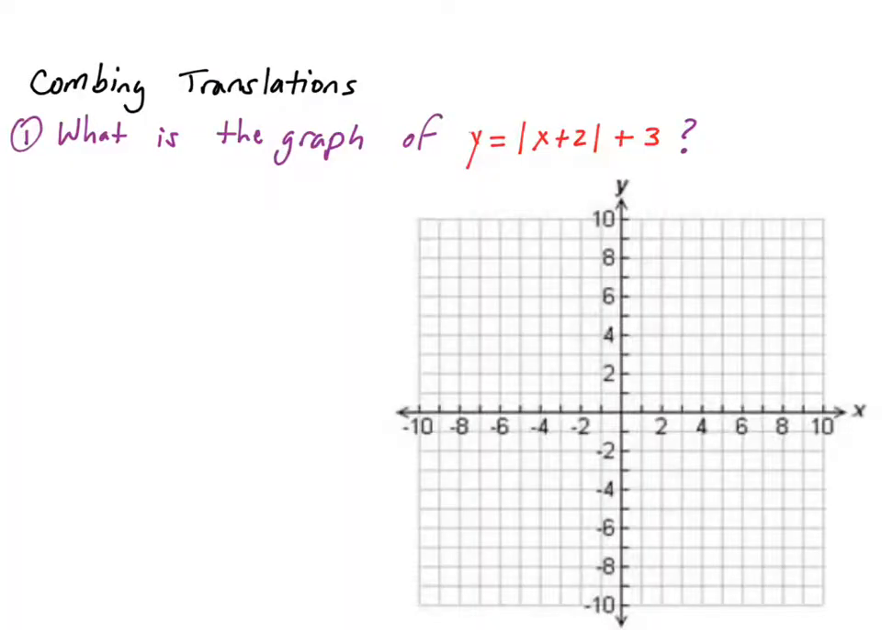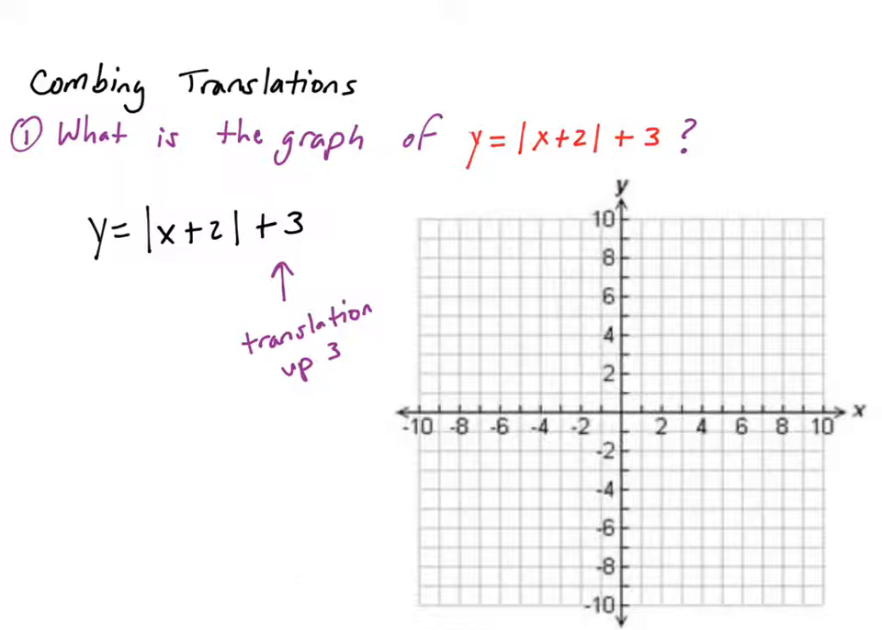So here it says combining translations. What is the graph of y equals the absolute value of x plus 2, plus 3? So to approach this, we can go ahead and break this down based on what we know from the previous slide and what we know from the previous section. So right off the bat, we already know that this is a translation up 3 from our parent function.